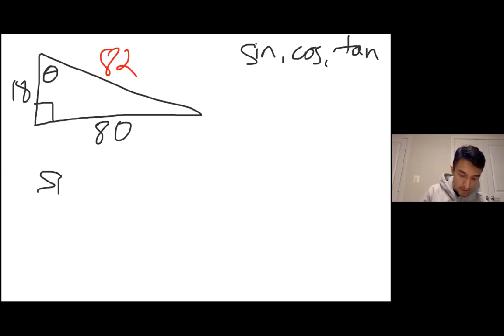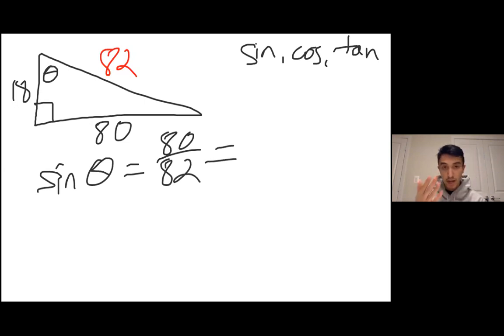So now we just set these up. Well, that means the sine of theta, in this case, is opposite over hypotenuse. Opposite is 80. The hypotenuse is 82. This can be simplified, right? So hopefully you notice they're both even numbers. So this is 40 over 41, final answer.